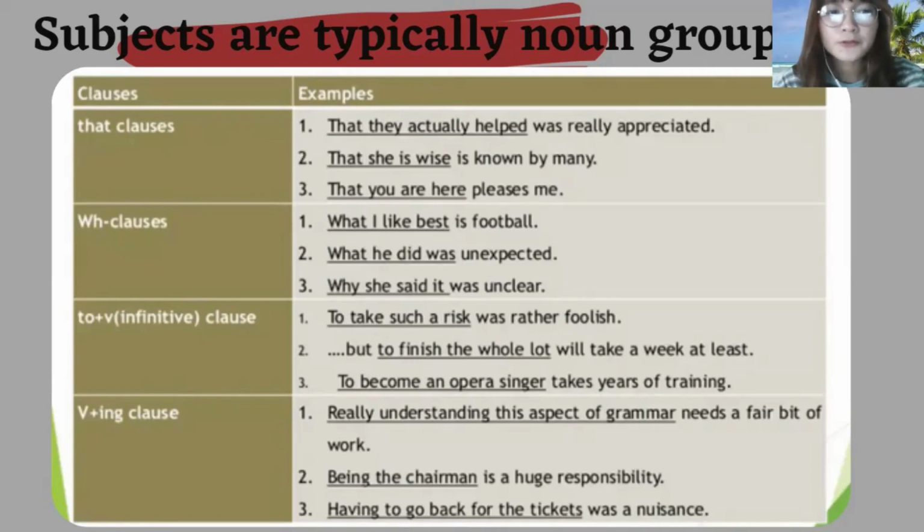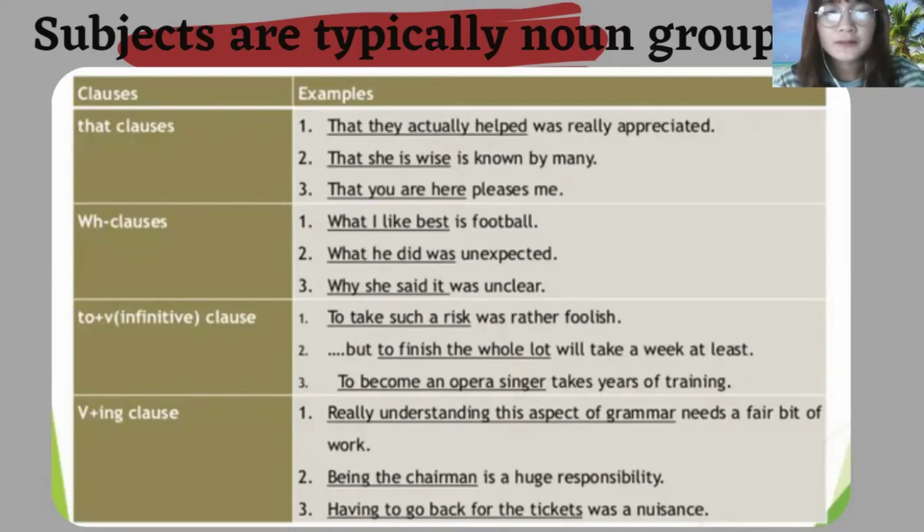And next is about to-verb clause. You will see the word "to" in the beginnings of the sentence. For example, "To take such a risk was rather foolish," or "To become an opera singer takes years of training."